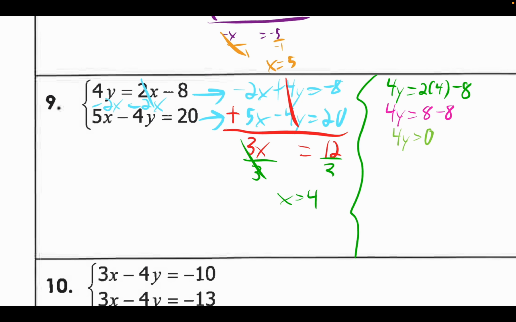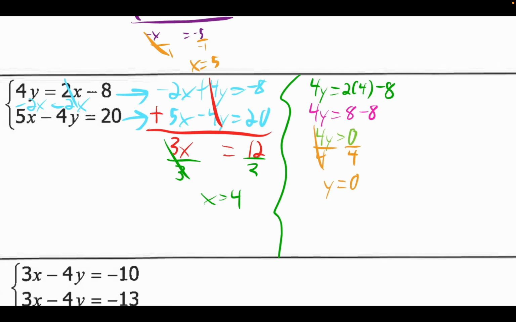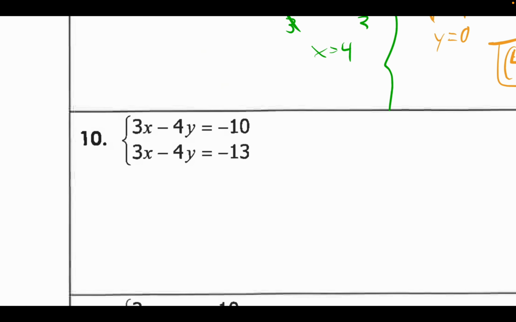Don't panic. There's still an answer here. We divide by 4 like we would if any other number was on the right-hand side. And remember that 0 divided by any other number is 0. And so we have (4, 0) as our answer. Let's move on to number 10.